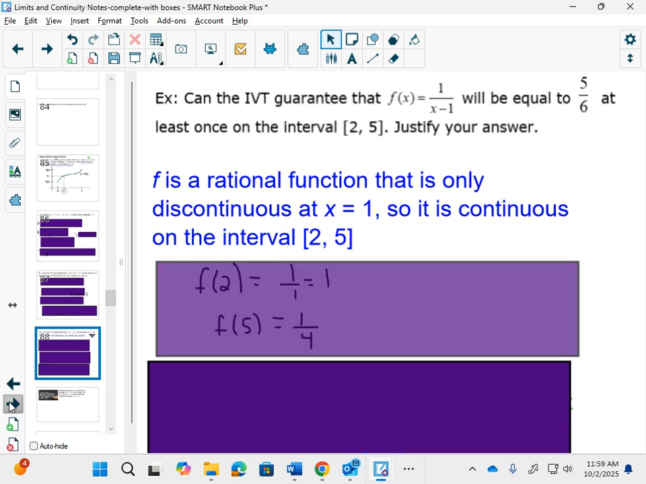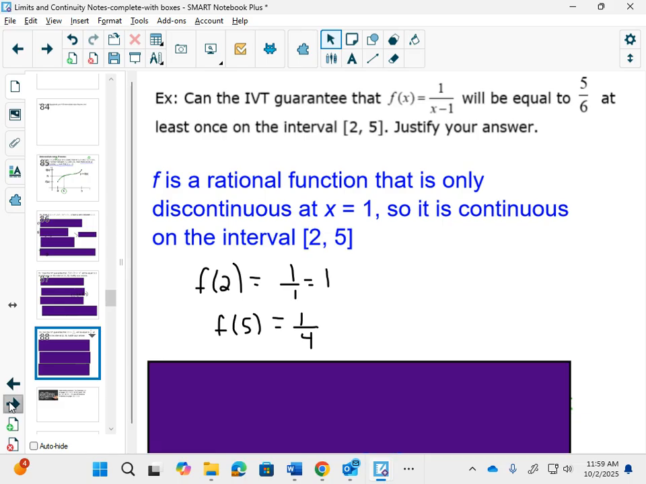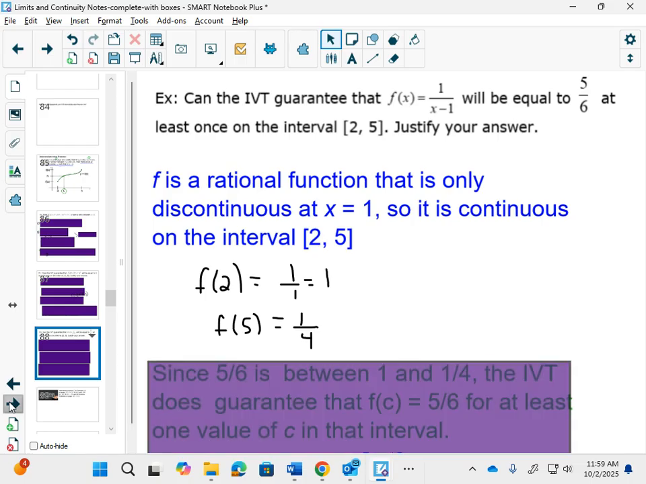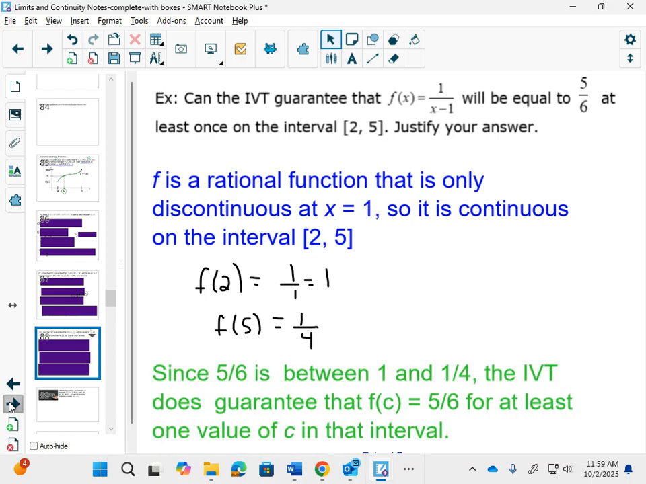You can plug in 2, you can plug in 5, and you get 1 and 1/4. Is 5/6 in between 1 and 1/4? Yes. So we can say by the intermediate value theorem, it does guarantee there is a point equal to that in that interval.